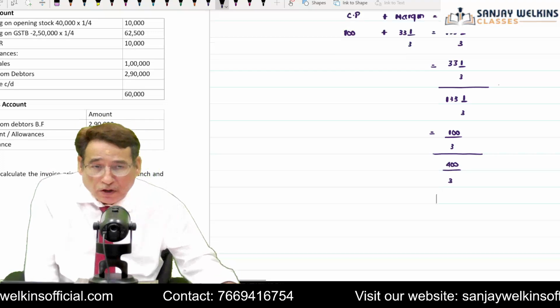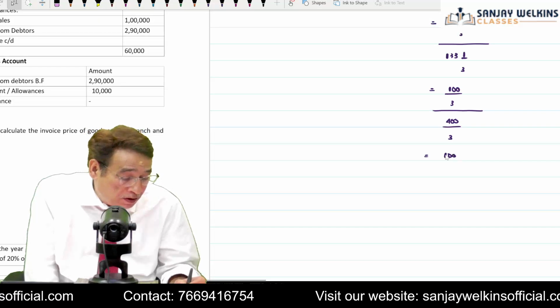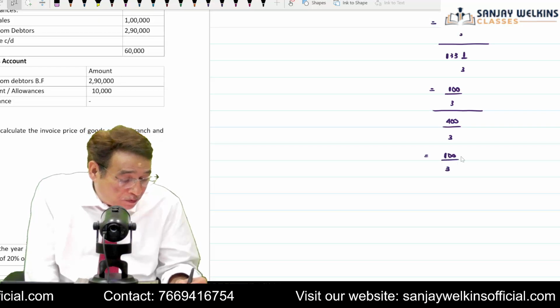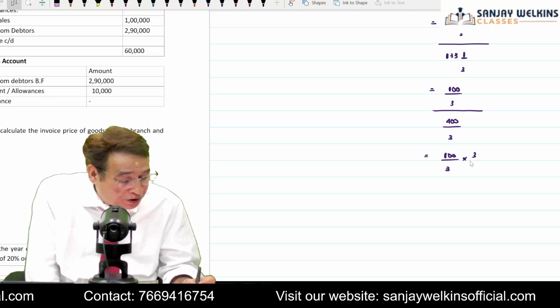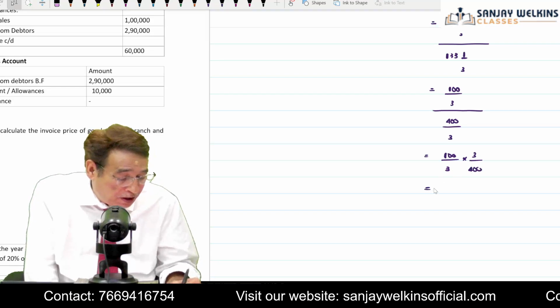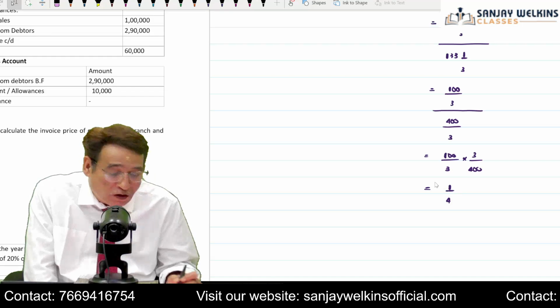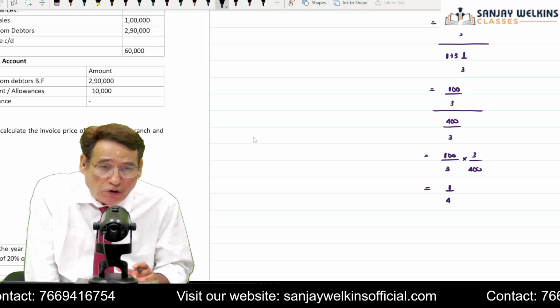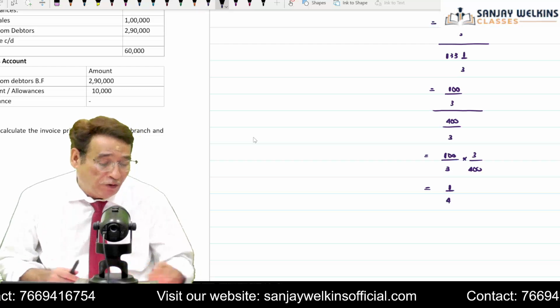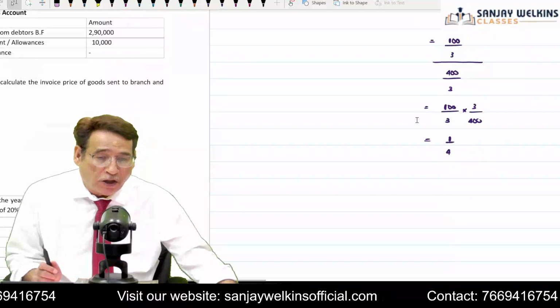So once we have solved it, now the next point is 100 by 3, and now you will write it as 3 by 400. 3 by 400. So 3 cancels. Ultimately, we may say the rate of loading on invoice price this time is 1 by 4. Your rate of loading on invoice price will be 1 by 4. Is it clear to you or not? This is how you are going to compute the rate in this particular question.